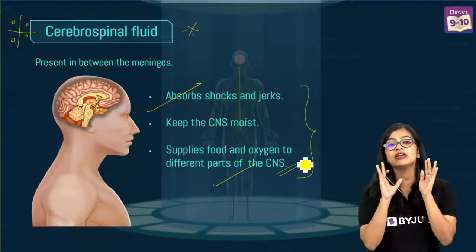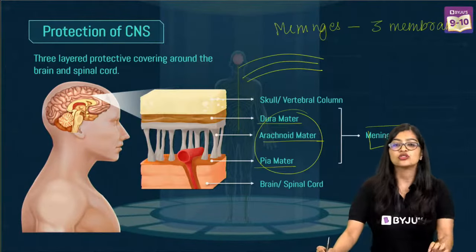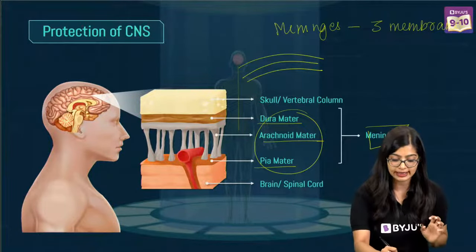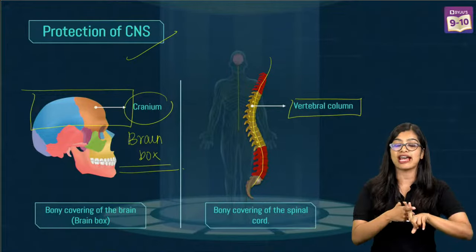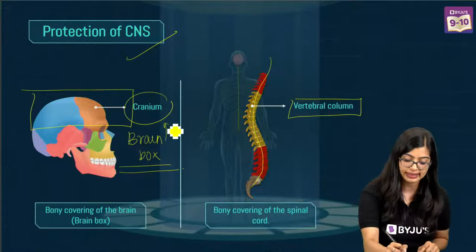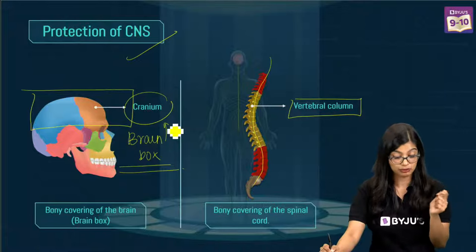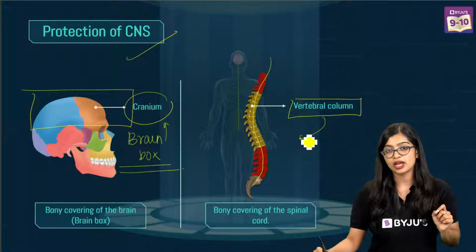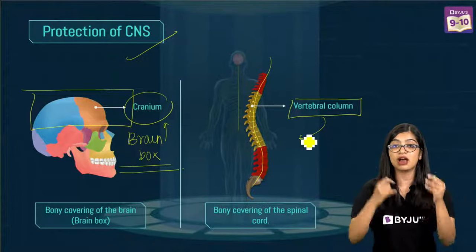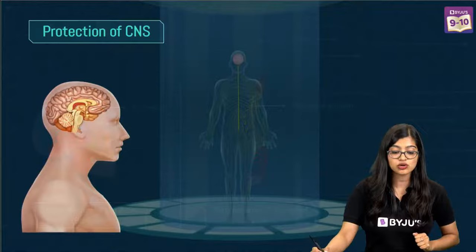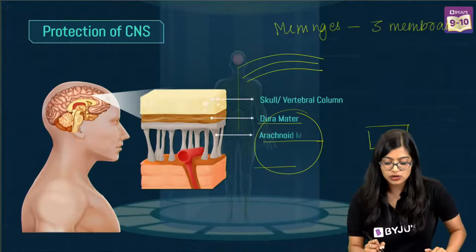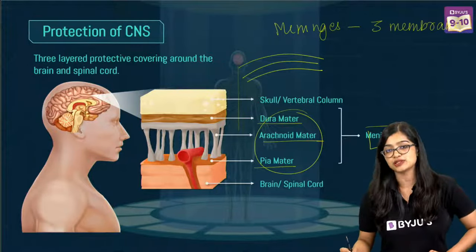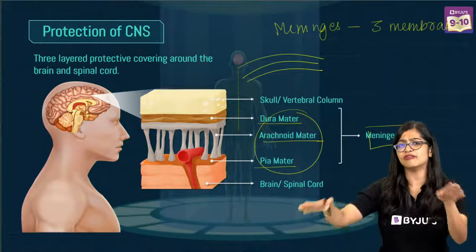Let me repeat this once again. Both your brain and spinal cord are protected by a bony encasing. The brain is protected inside the cranium, which is known as the brain box, and your spinal cord is protected in the vertebral column. Apart from this skeletal, hard, rigid protection, they also have a membranous protection, which we call meninges. You can think of it as three layers covering it.